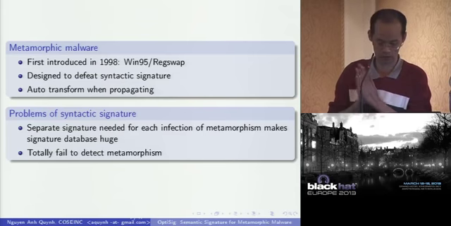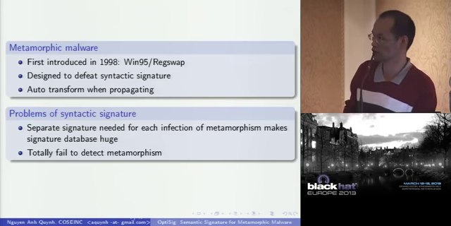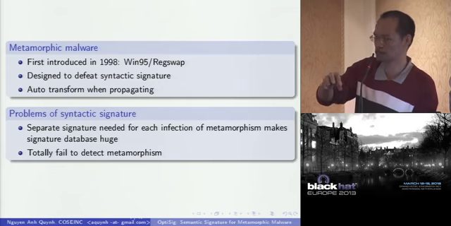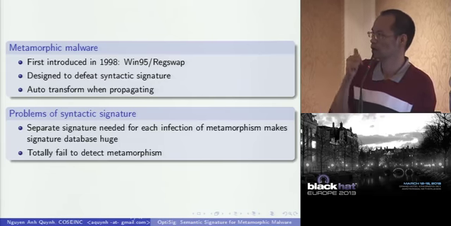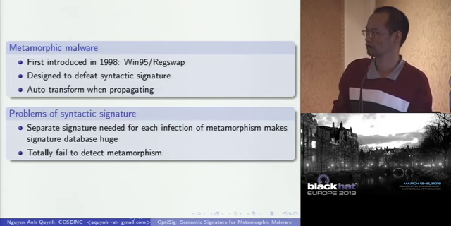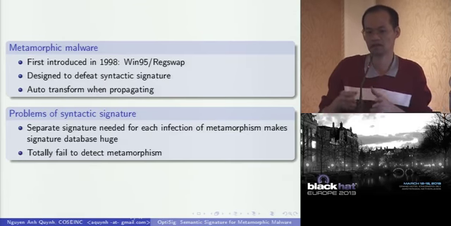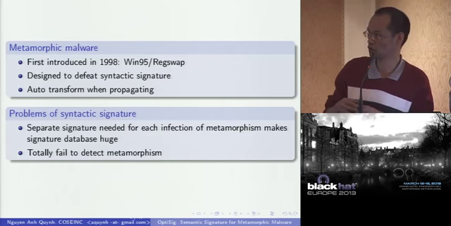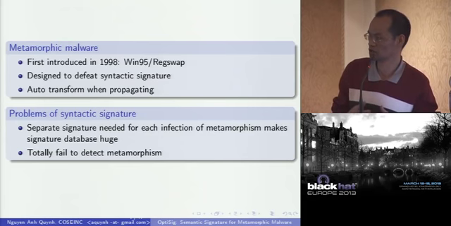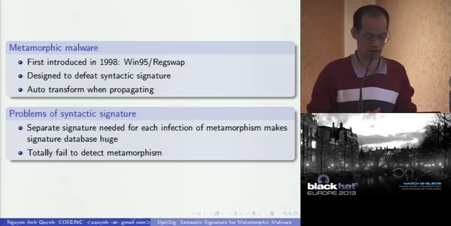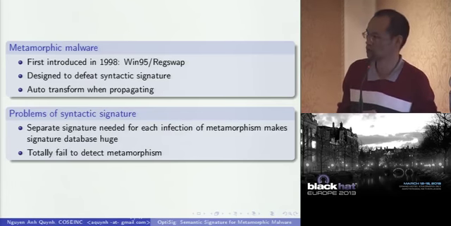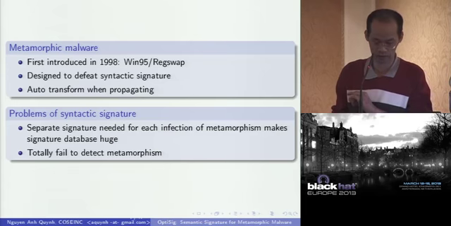So we can see that metamorphic malware introduces many problems for syntactic signatures. Why? Because for each infection by metamorphic malware, we need one separate signature. In theory, metamorphic malware can generate an infinite number of infections, so we would need an infinite number of signatures, which makes the signature database huge and unmanageable. And second, it's not only that the database is huge, but metamorphic malware can totally bypass the syntactic signature.